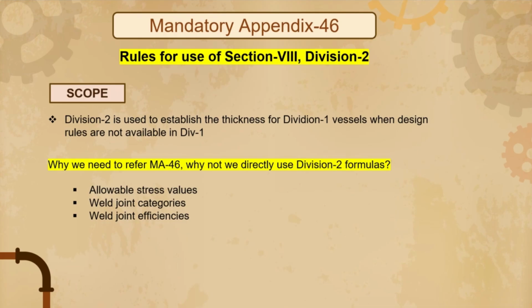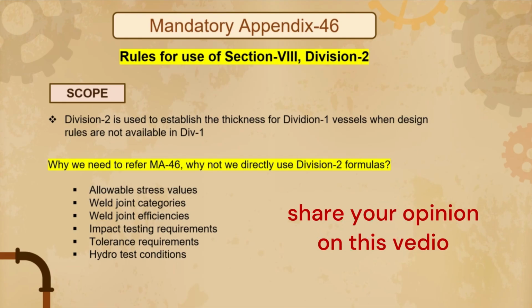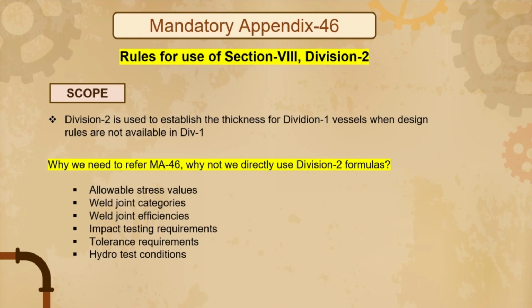And also there are some other points, that is impact testing requirements. Whether Division 1 impact testing or Division 2 impact testing is applicable, which one do we need to consider? The next one is tolerances. Both Division 1 and Division 2 provide tolerance requirements, right? Which one do we need to follow? And also hydro test conditions. In hydro test conditions, we need to evaluate stresses, right? Which one do we need to follow, Division 2 or Division 1? To answer all these questions, this Mandatory Appendix 46 is provided by the ASME code committee, guys.